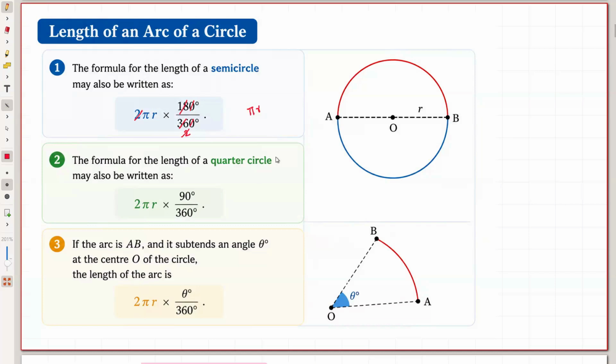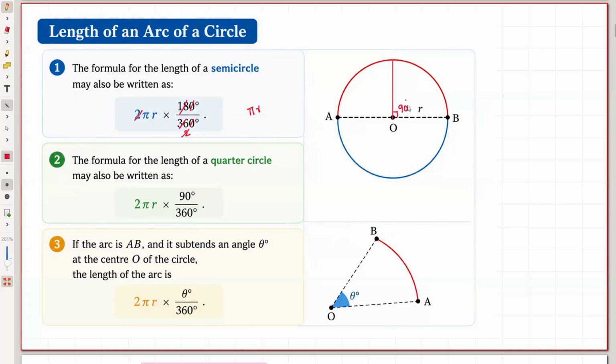If it's a quarter circle, meaning you are just drawing a line, the formula for the length of a quarter circle: we'll have a 90 degree angle here. The formula will be 2 pi r into 90 by 360, for finding the quarter circle.